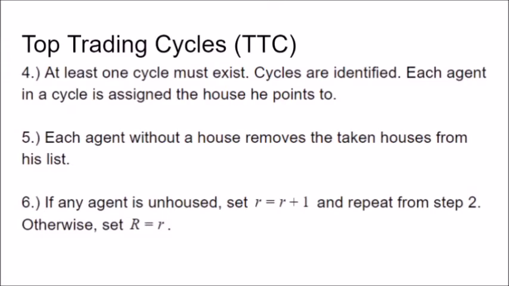When you identify a trading cycle, each agent in a cycle is assigned the house he points to. Finally, each agent without a house will remove the taken houses from his list, and if any agents are still unhoused after this round, you will set R equals R plus 1, or in other words, move to the next round, and repeat from step 2. If you come to the end of a round and all agents have a house, you will set capital R to be R, which means you have completed your final round.